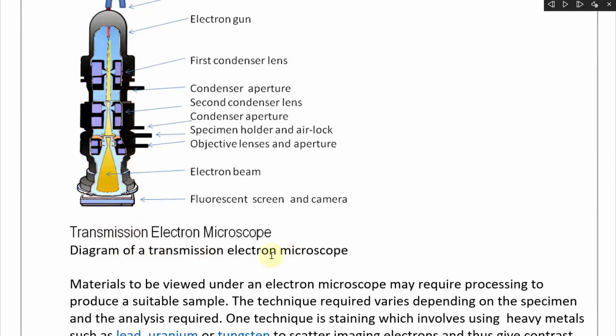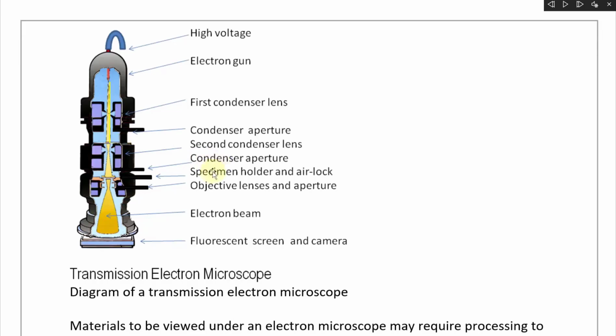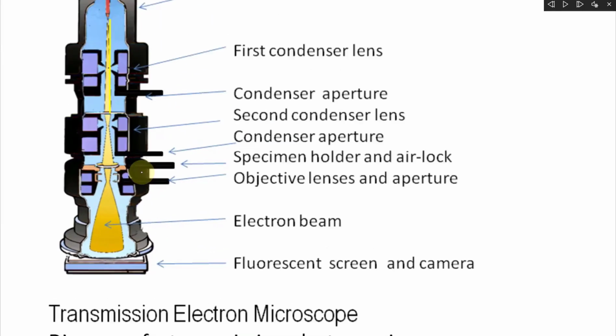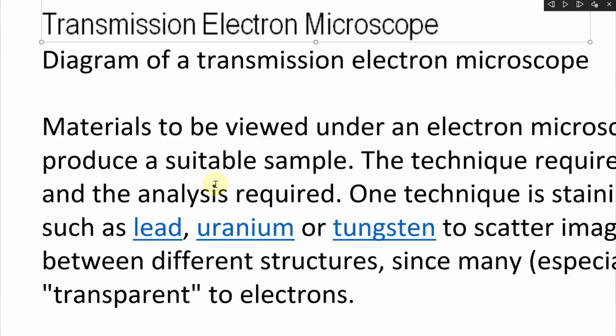Diagram of a transmission electron microscope. You have an electron gun there, which shoots electrons. Then you have the first condenser lens, condenser aperture, so that opening. And then you have the second condensing lens, and then another condenser aperture. So you have two steps here. And then let's just zoom in more. So zoom in, and we have it over here.